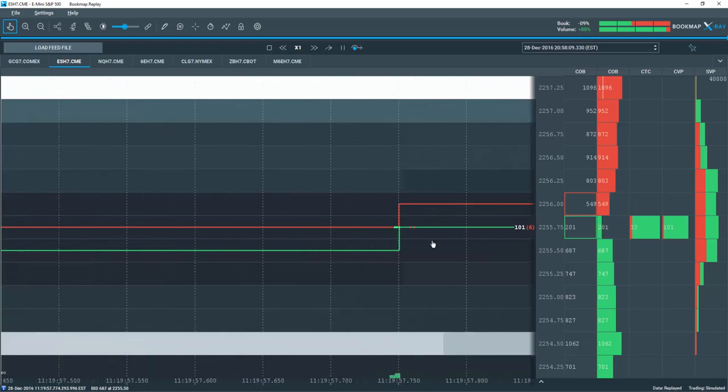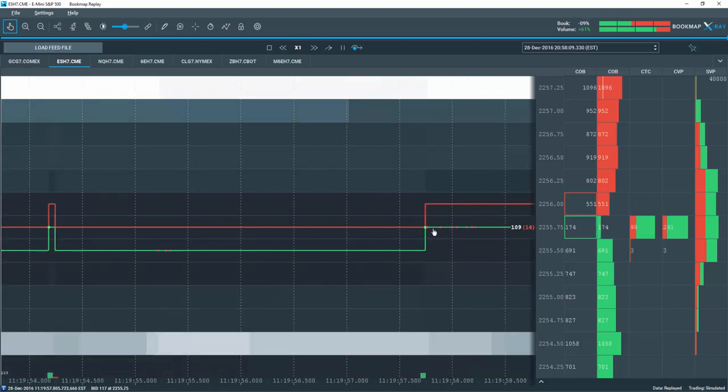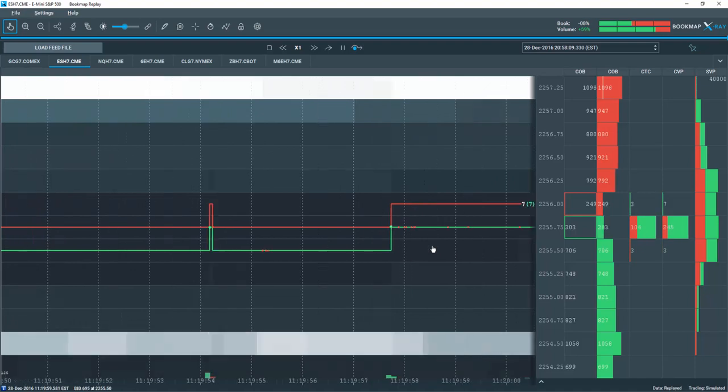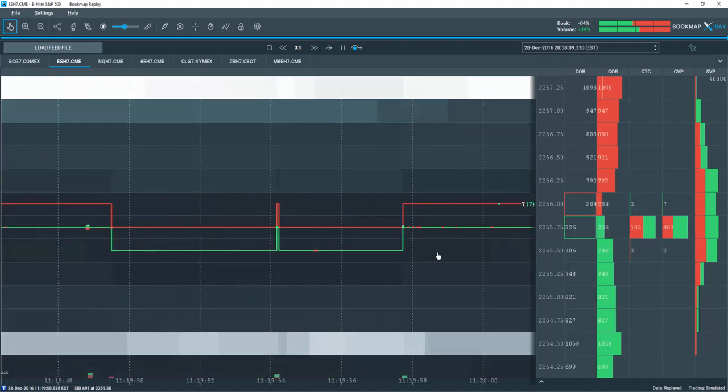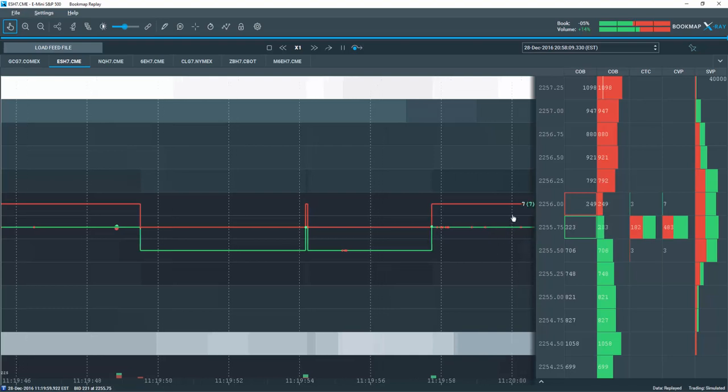Now, if the price level changes, and if I zoom out a little bit, we can see that everything has traded still at this same price level, and we see the complete aggregate here in the white number. 114 contracts, and 19 of those were last traded here on the best offer. And then you can see the distinction here.